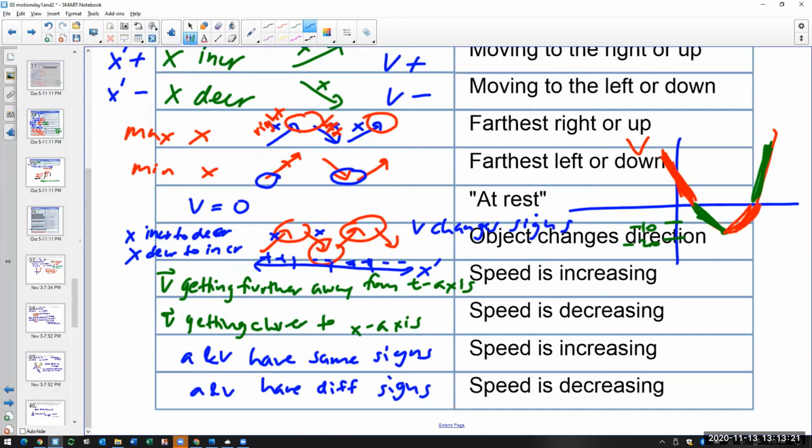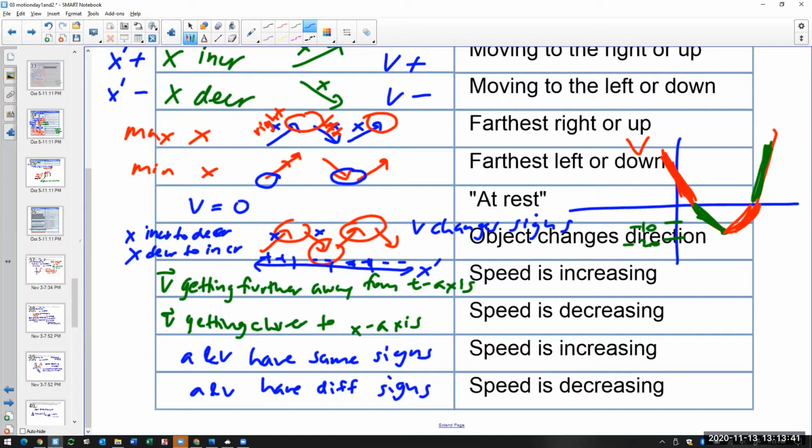If my velocity is negative, I'm walking to the left. If acceleration is negative, the wind is blowing to the left. If I'm walking to the left and the wind is blowing to the left, if my velocity is negative, my acceleration is negative, am I speeding up or slowing down?